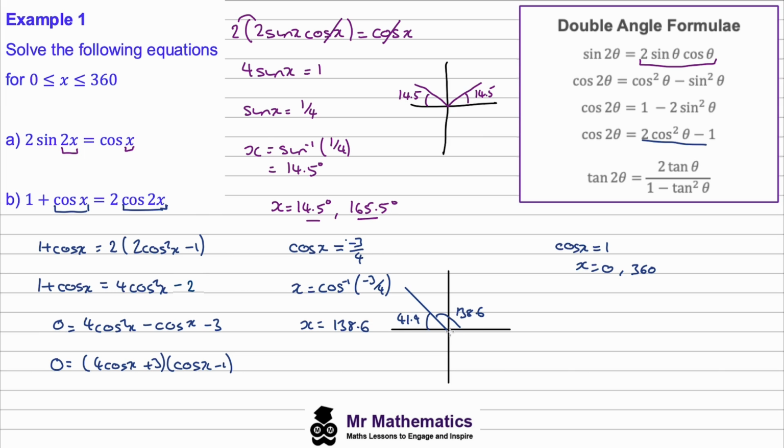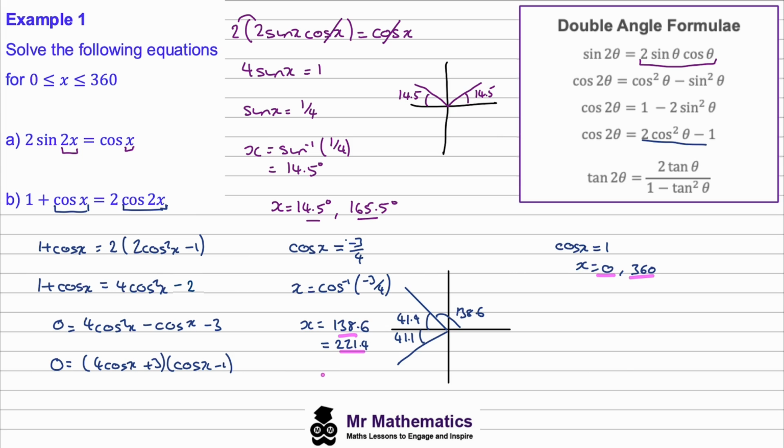So our other solution, when we've got a negative cos, will be in the third quadrant. So we'll have 138.6 and 180 plus 41.4. This will give us 221.4. So these are our solutions.